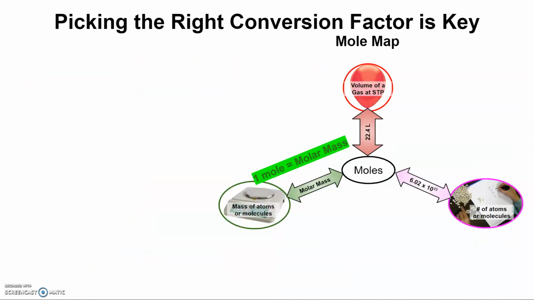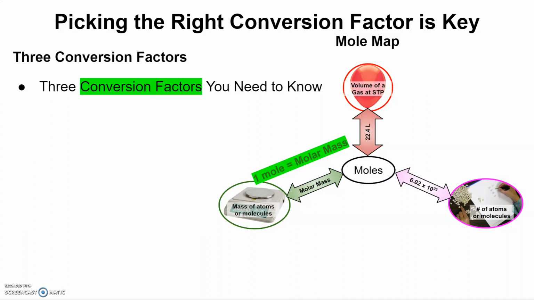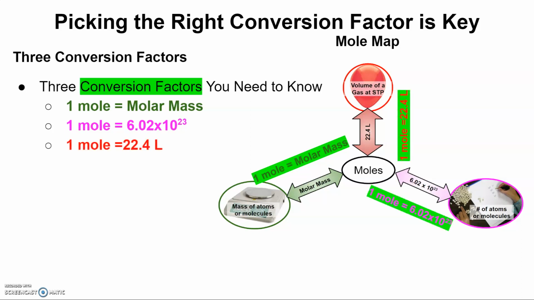All right, so the key to solving any of these problems is picking the right conversion factor. And as I said, there are 3 conversion factors that you need to know. So 1 mole equals molar mass, 1 mole equals 6.02 times 10 to the 23, and 1 mole is equal to 22.4 liters for the volume of a gas at STP.